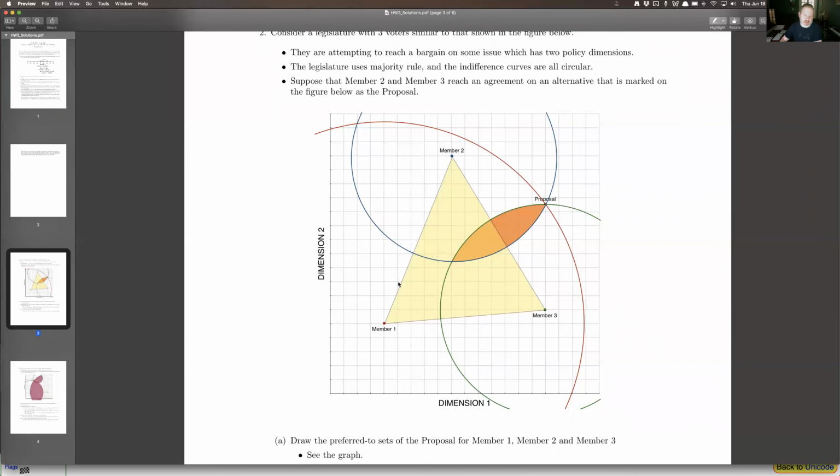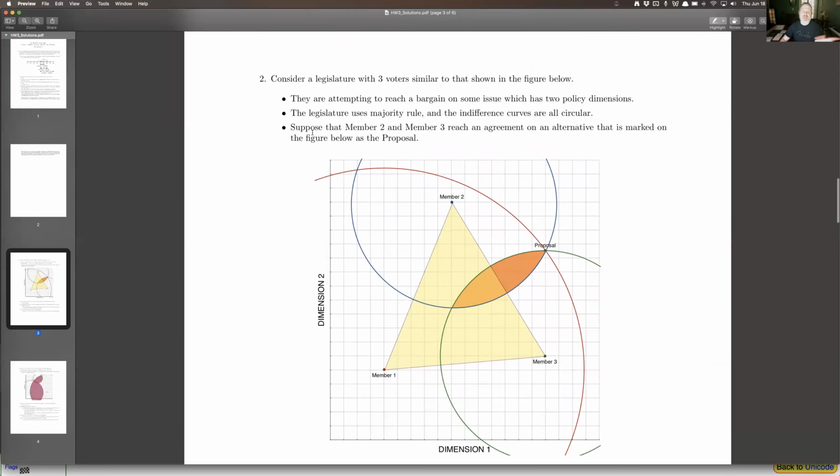And I just kind of chopped off these other quadrants of the Cartesian axis because nothing is going to end up happening in those parts of the Cartesian axis, and I wanted to zoom in on what's important. Some of you guys did draw them all the way out, that's fine. There was nothing here that said this was a closed issue space, that these alternatives were not in play.